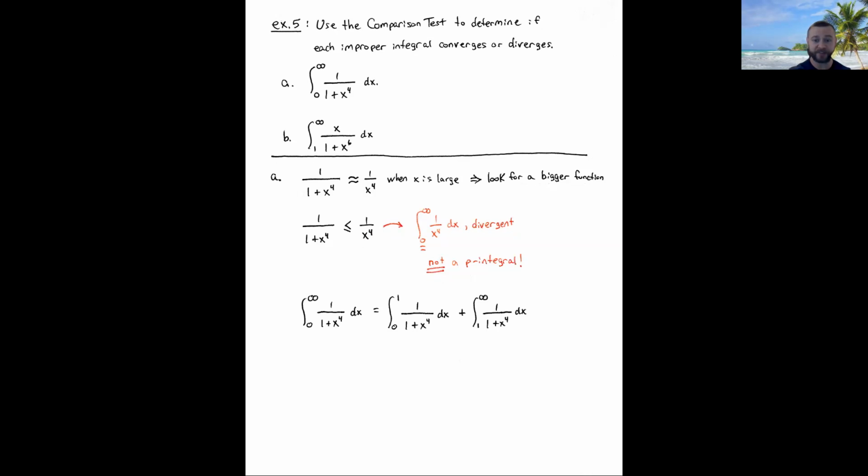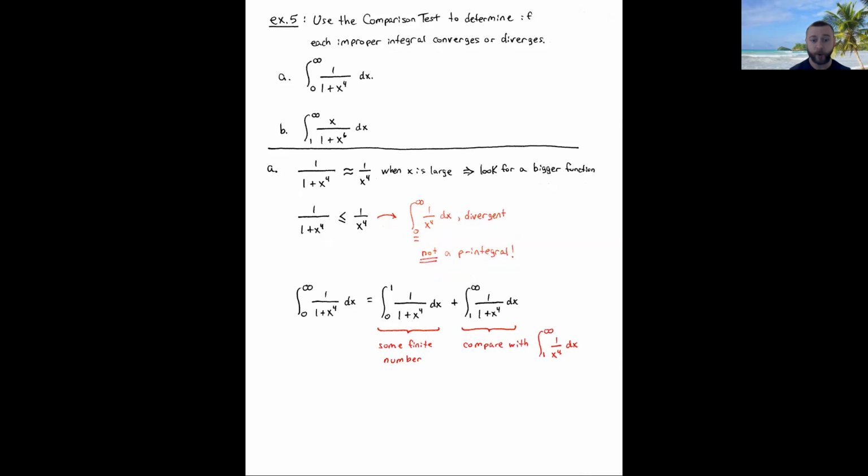Now, what this gains us is the ability to split this into two parts. That first integral from 0 to 1 evaluates to some number. Notice that first integral from 0 to 1 of 1 divided by 1 plus x to the 4th is not improper. There's no problems with the limits 0 to 1. There's no division by 0, no vertical asymptotes. So that first integral is a familiar proper integral and it evaluates to some finite number.